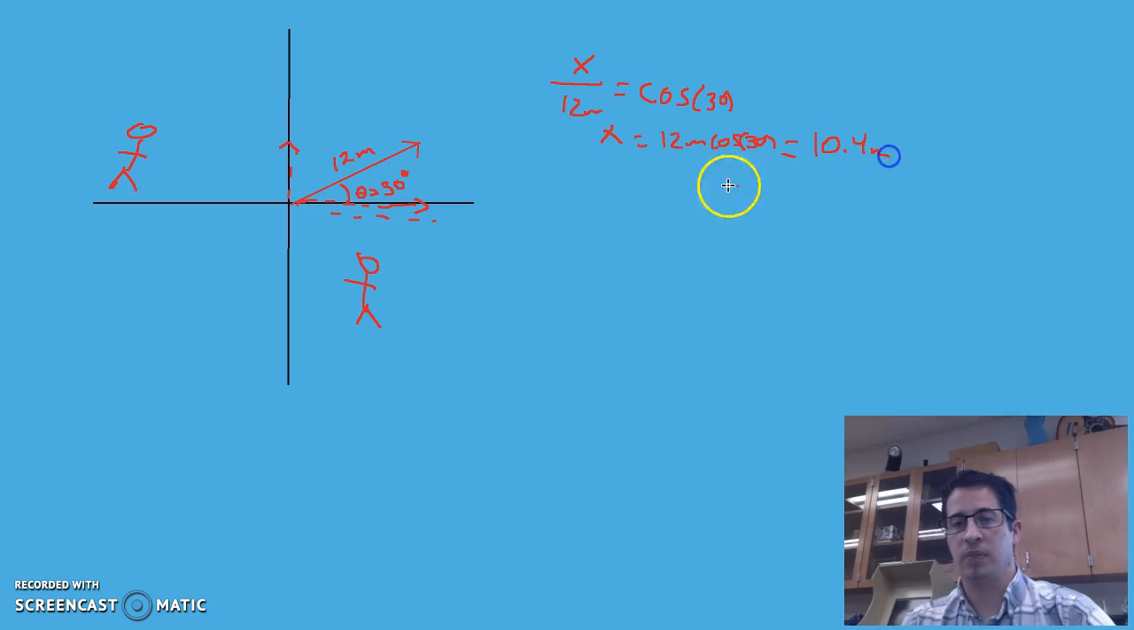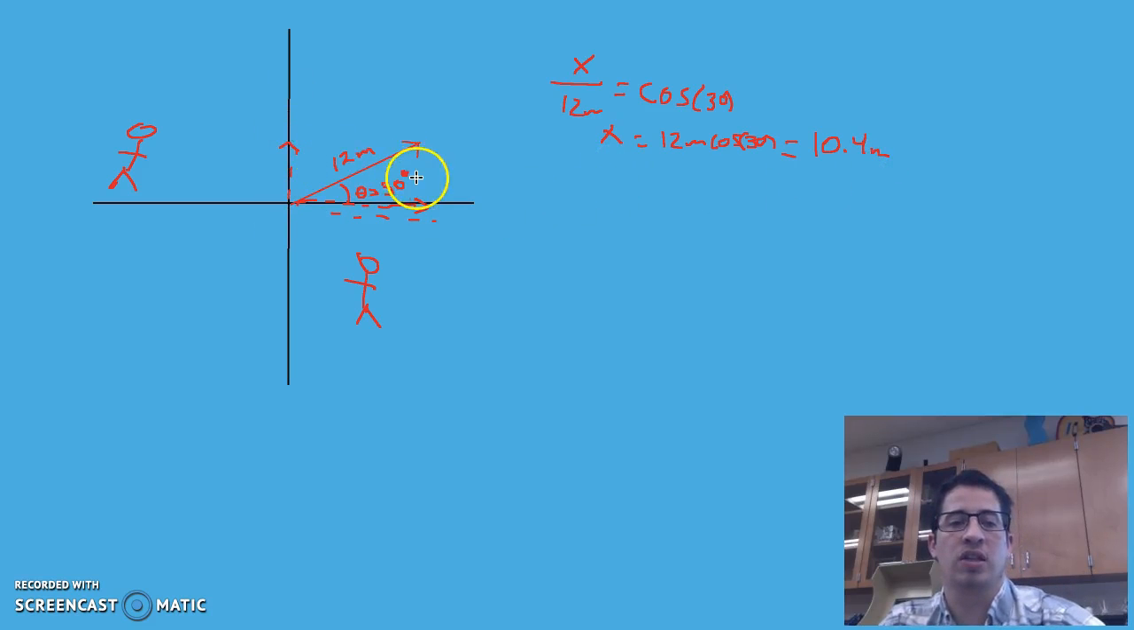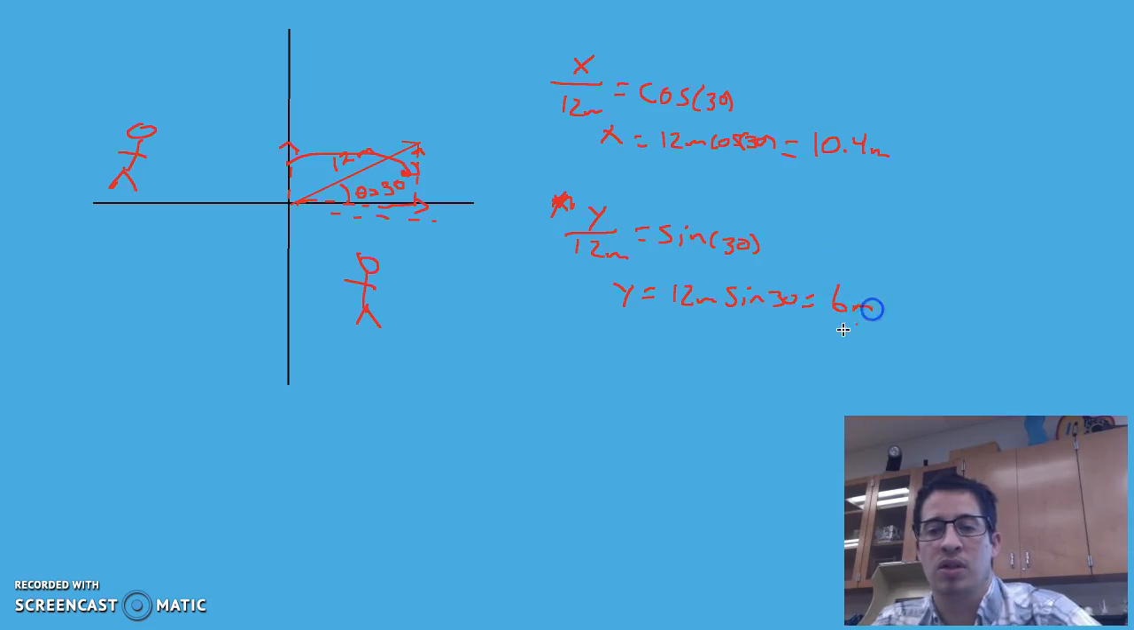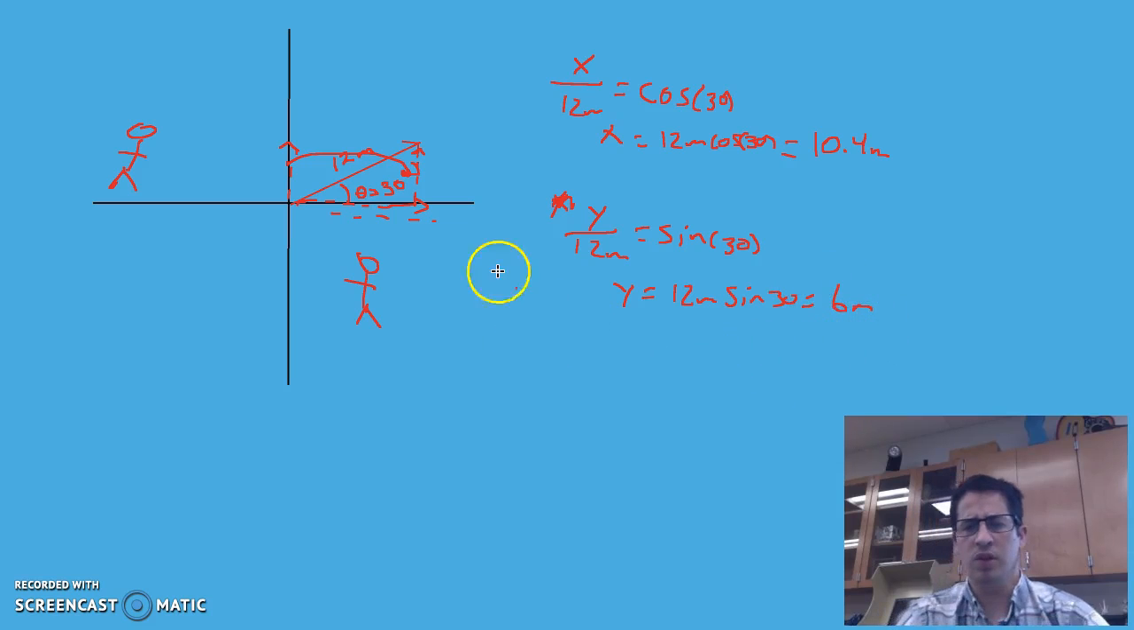We'll do the same thing for the vertical axis. We're going to project it there, using the opposite side. So to solve for y, we use opposite over hypotenuse, which is equal to sine of 30. The projection for y would be equal to 12 meters times sine of 30, or 6 meters. From here, now we want to write this vector out.